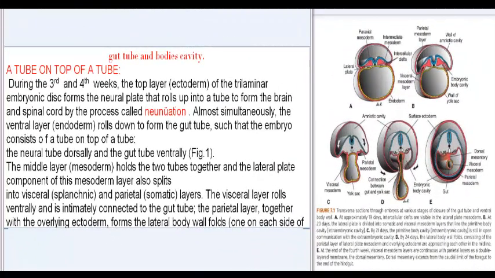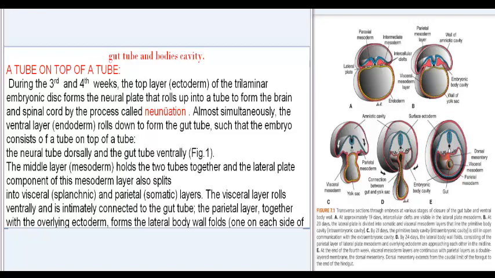Gut tube and body's cavity. A tube on top of a tube. During the 3rd and 4th weeks, the top layer, ectoderm, of the trilaminar embryonic disc forms the neural plate that rolls up into a tube to form the brain and spinal cord by the process called neurulation. Almost simultaneously, the ventral layer, endoderm, rolls down to form the gut tube, such that the embryo consists of a tube on top of a tube, the neural tube dorsally and the gut tube ventrally, Fig. 1.